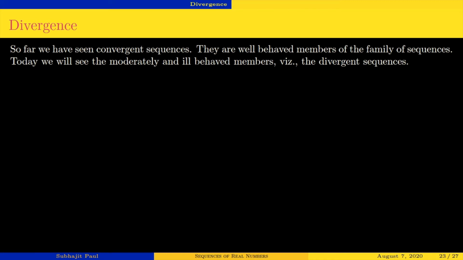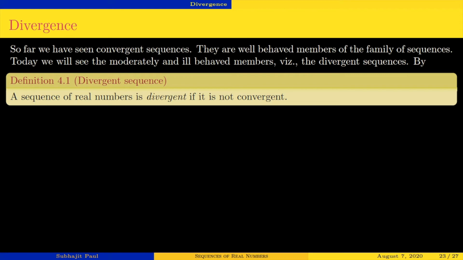We will make precise mathematical definitions of these vague ideas. What do we mean by moderate and ill behaved members? So let us proceed to that. Now, by definition, a sequence of real numbers is divergent if it is not convergent. As simple as that. All sequences which are not convergent are called divergent. Okay?